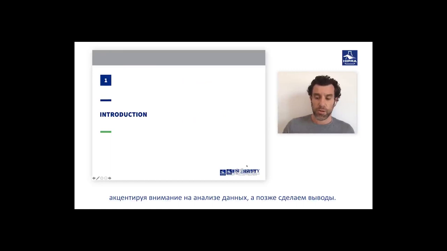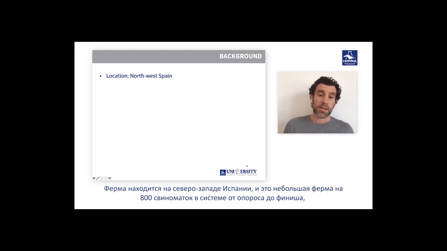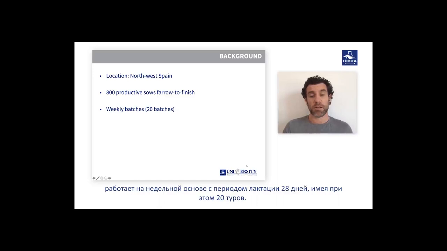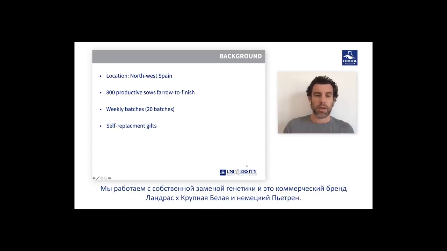The farm is in the northwest of Spain. It's a small farm with 800 productive sows in a farrowing to finish system. We are working there on a weekly basis with a length of lactation of 28 days. So we have 28 batches in the farm. We are working with self replacement, and the genetic is a commercial genetic, Landrace, Large White and a German Pietrain.